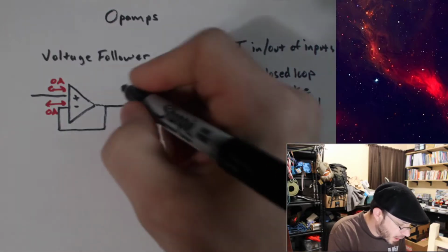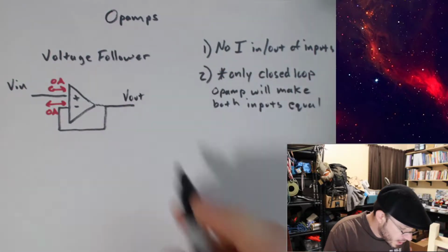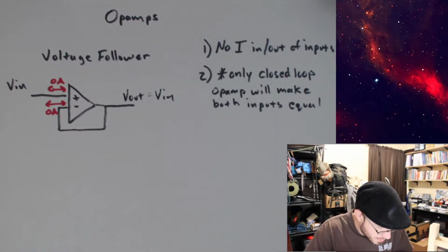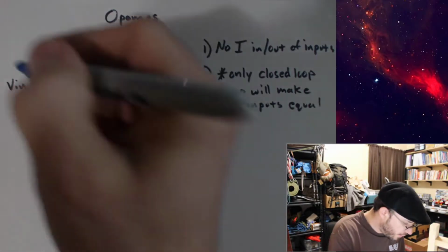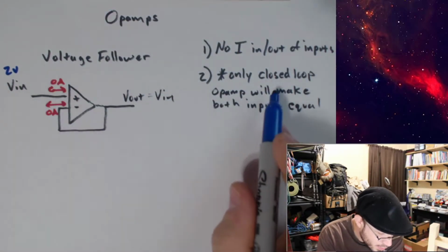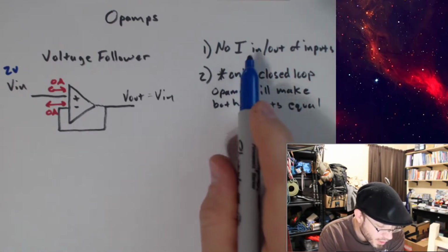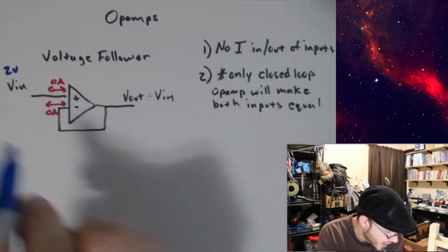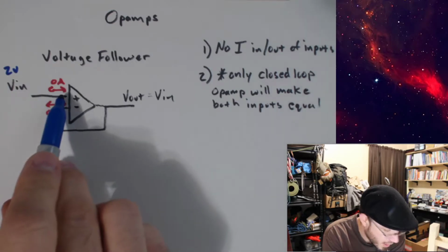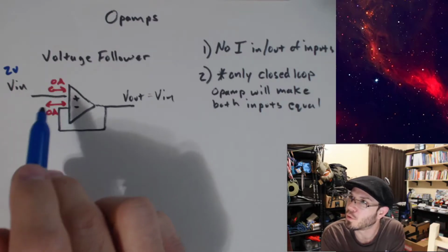In the case of the voltage follower, we can think of this as having a V in and a V out. And we know that V out is going to be equal to V in. Why is that? That's by rule number 2. If I place, let's say, 2 volts on this input, do we have a closed loop? Yes. Do I have no current flowing in or out of the inputs? Yes. And so if I have 2 volts on our non-inverting input, then our inverting input should also have 2 volts on it.